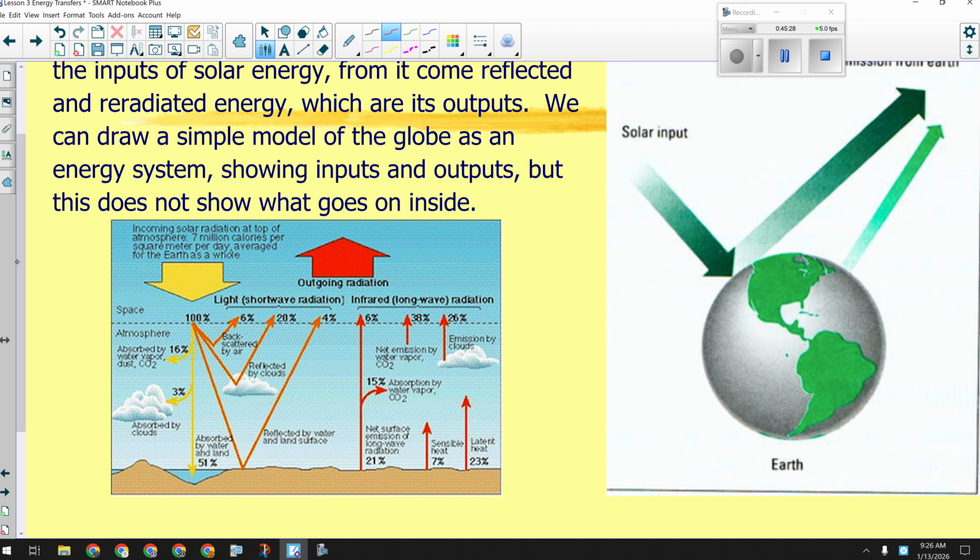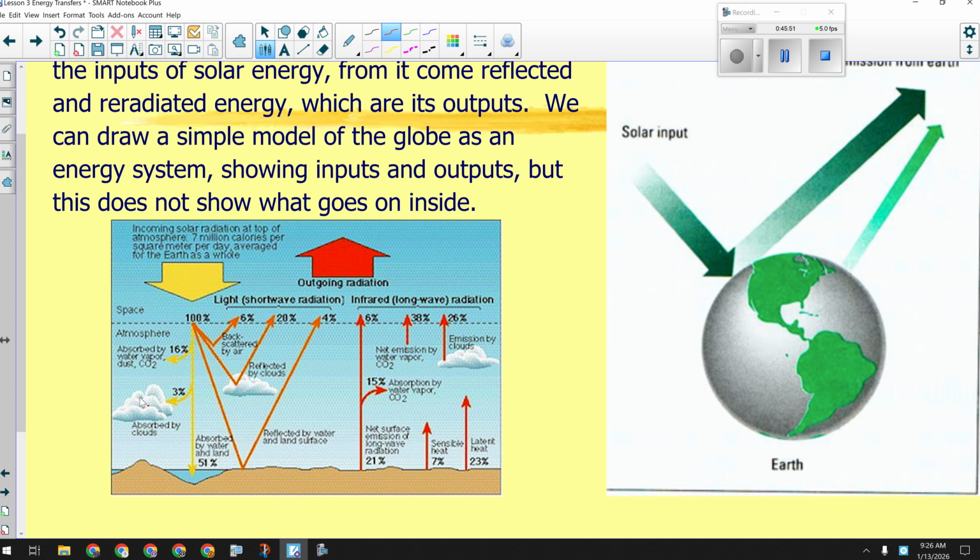If we're in a low albedo situation, only about 4% would be reflected by water and land surfaces, and that would leave about 51% being absorbed by the Earth, 3% being absorbed by clouds, and 16% being absorbed by water vapor, dust, and CO2. That's that greenhouse effect part of it that we were talking about there.